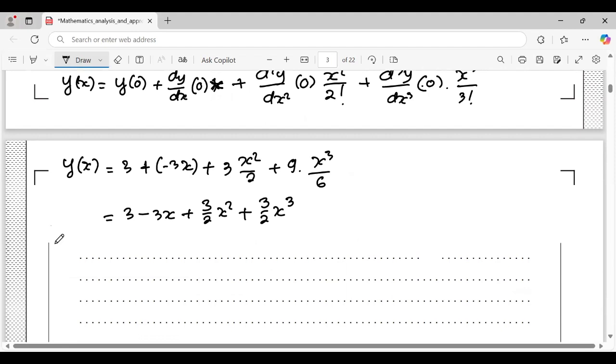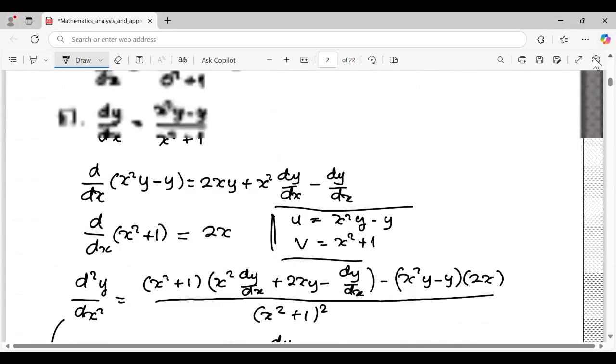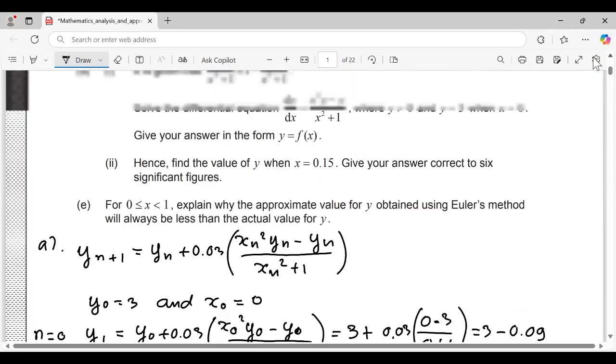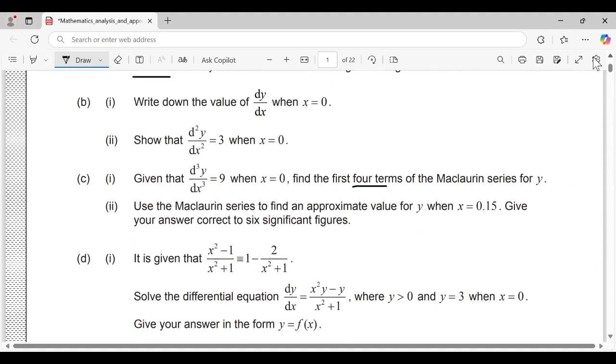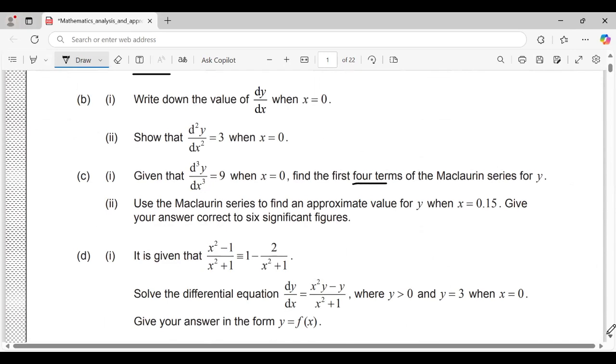Part 2. If y at 0.15, okay, if I'm not mistaken, part 2 like that, the question, I'm going to check one more. Use the Maclaurin series to find an approximate value for y when x equals 0.15. Give your answer correct to 6 significant figures.